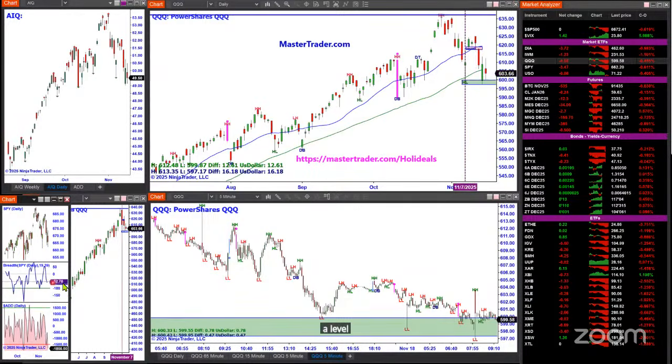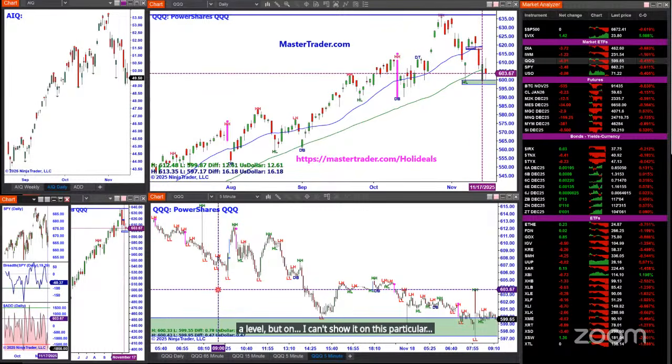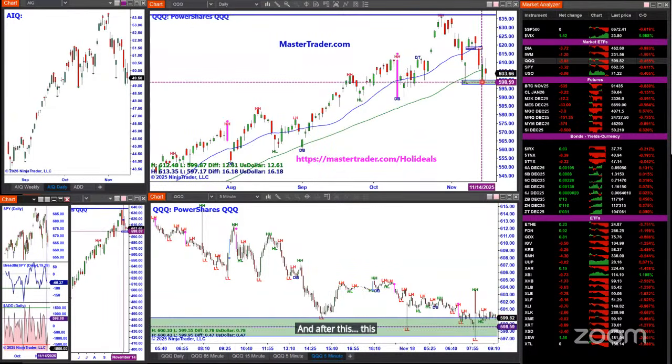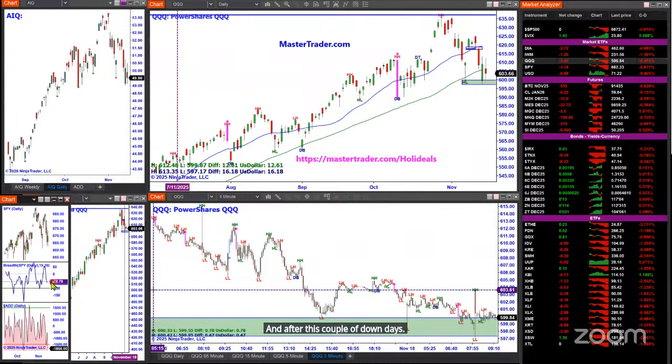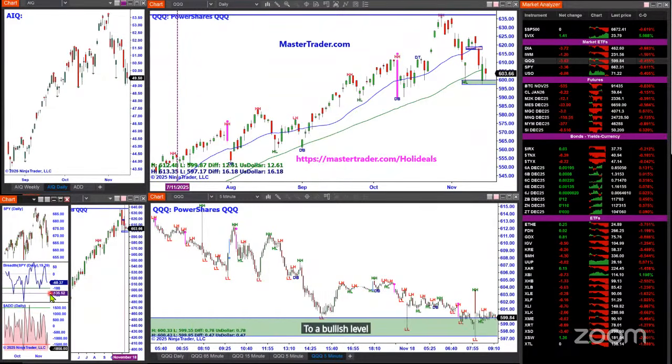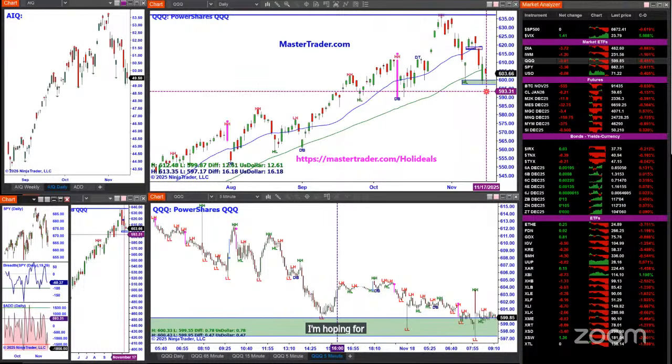Our day-to-day breadth is still not at a level, but I can't show it on this particular platform, but sentiment is moving in the right direction, right? After these couple of down days. So the breadth is getting closer to a bullish level. One of the sentiment gauges is on its way there too. So I'm hoping for another down day, as we go into the NVIDIA earnings report.